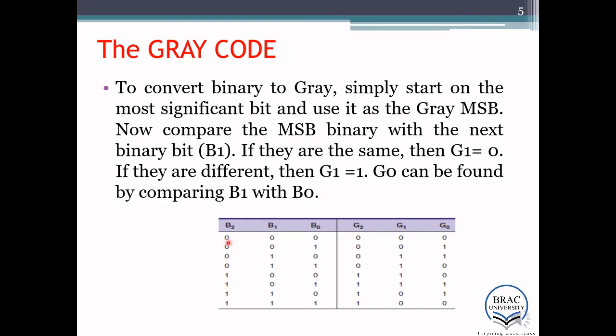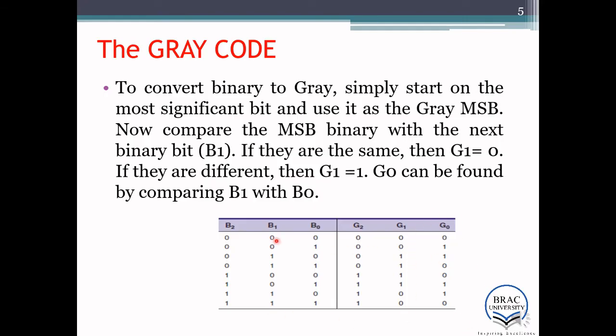Like this, this is same, so G1 is 0. Second one is same, G1 is 0. Third one is different, 1. Fourth is different, 1. Fifth is different, 1. Sixth is different, 1. Seventh is same, so 0. Eighth is same, 0. Right? How can you get G0?